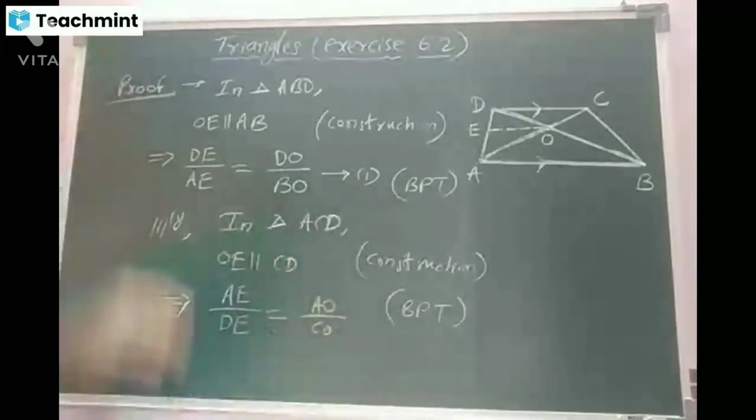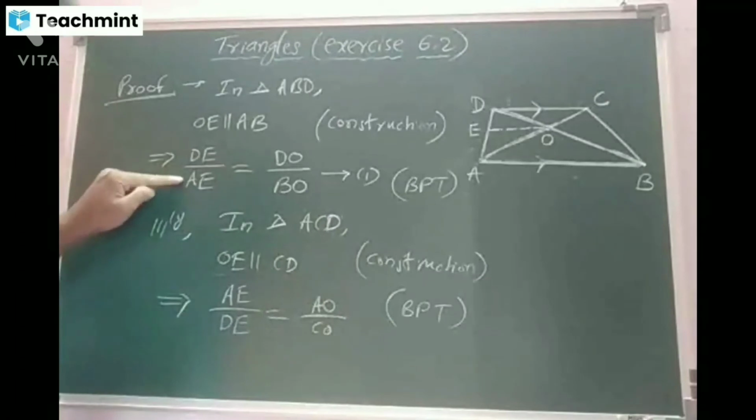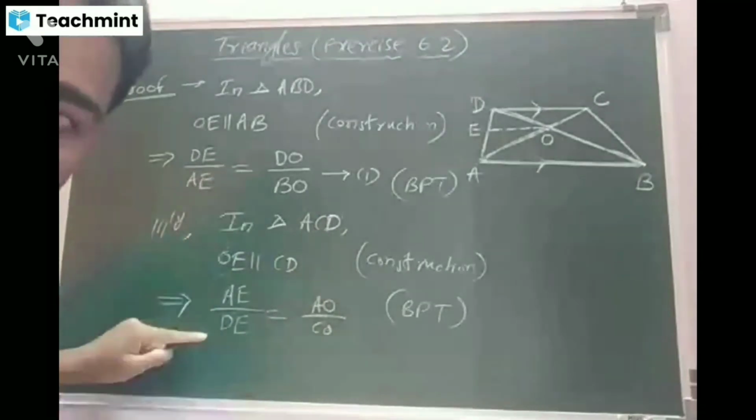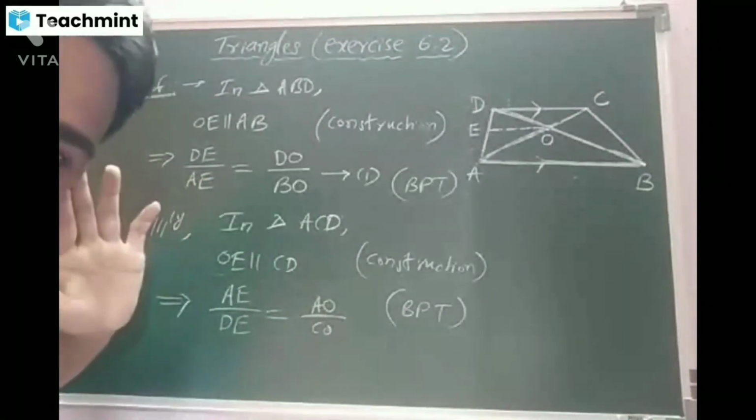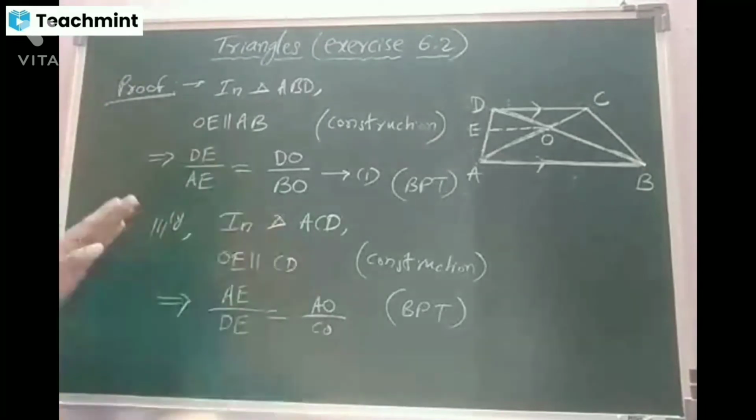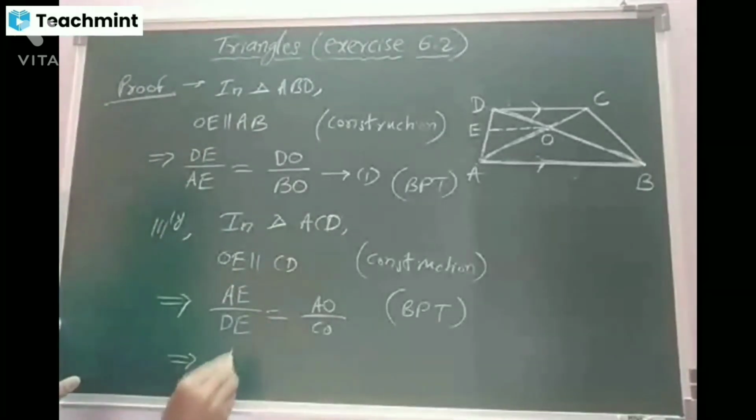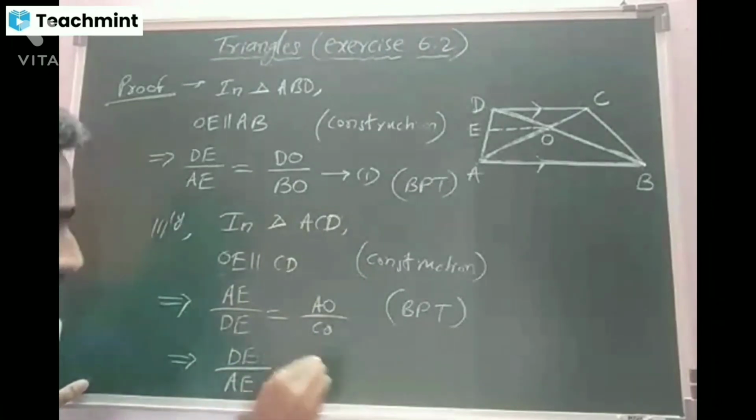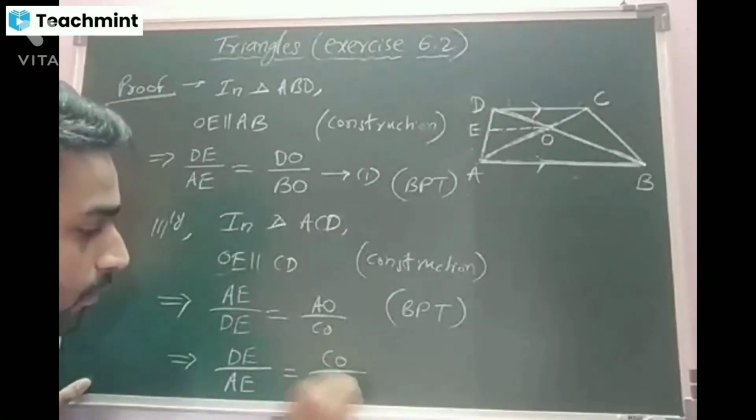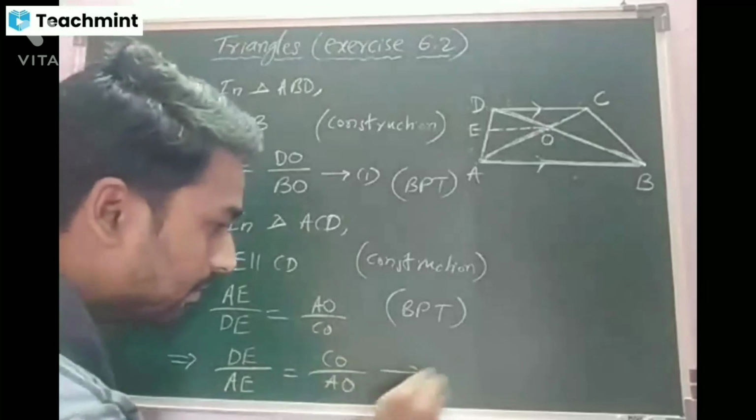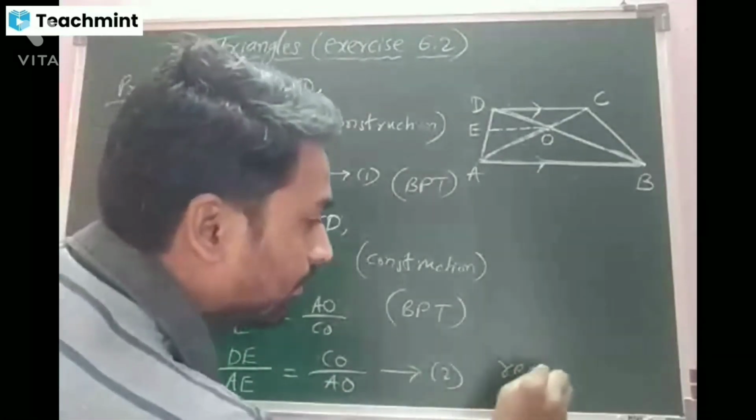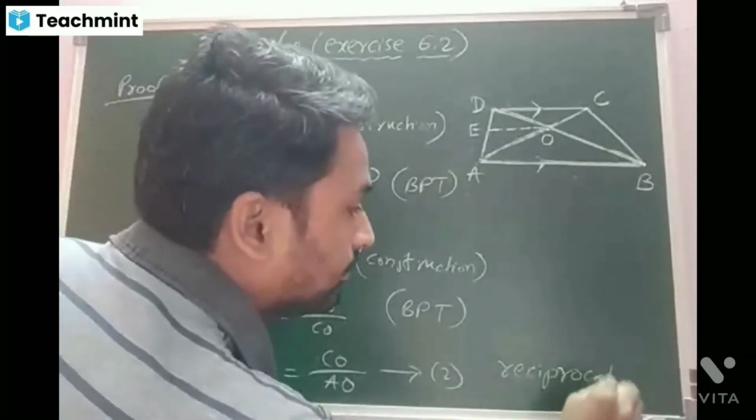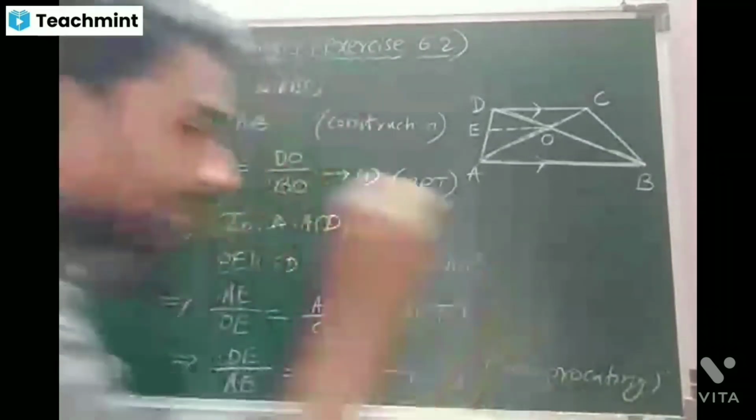The reason: it is DE upon AE, but here it is AE upon DE. Am I right, beta? Yes, sir. So I will reciprocate. This implies DE by AE is equal to CO by AO. Call it equation 2, and the reason is reciprocating. We have done the reciprocal.